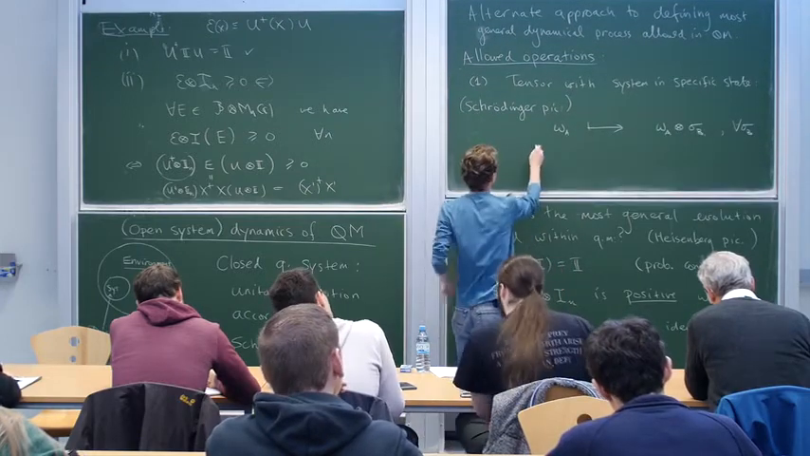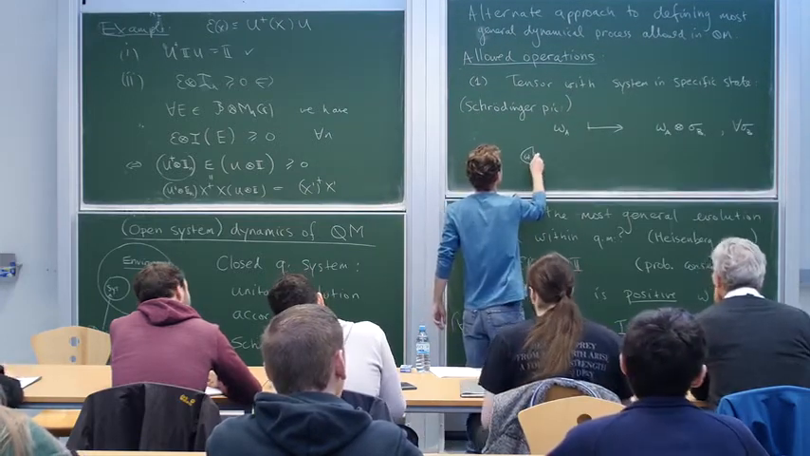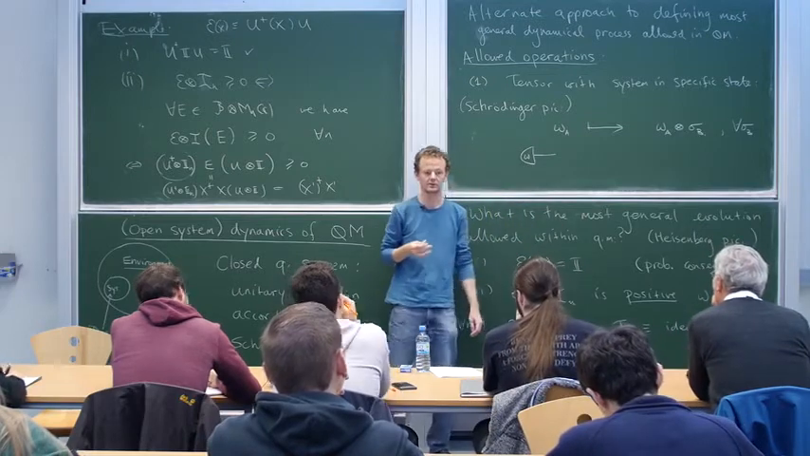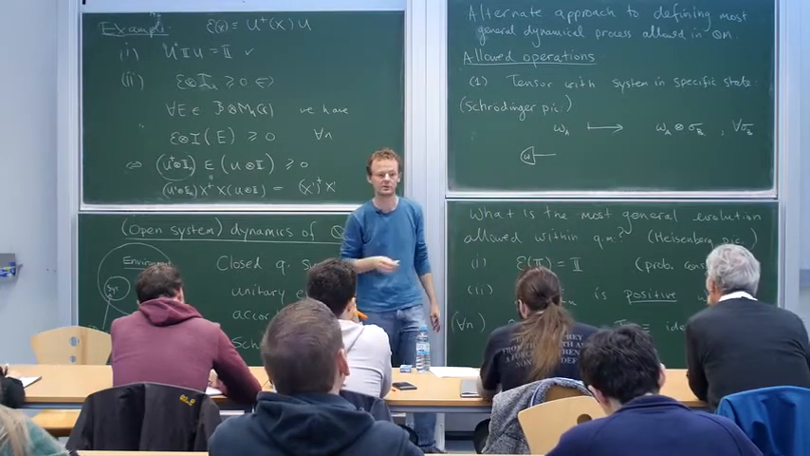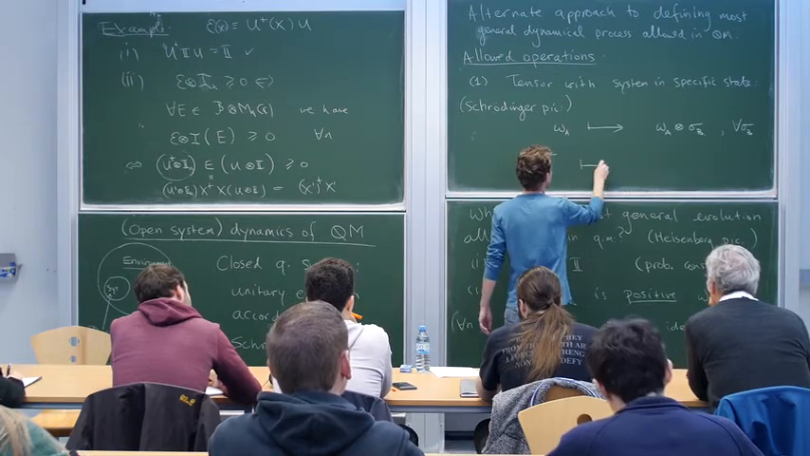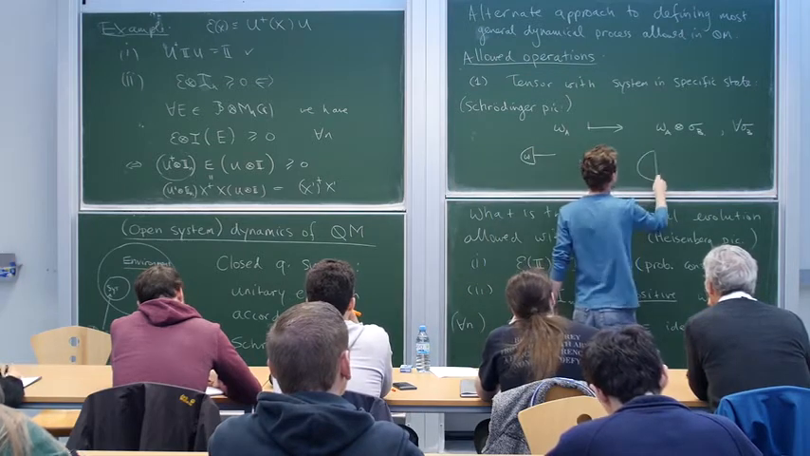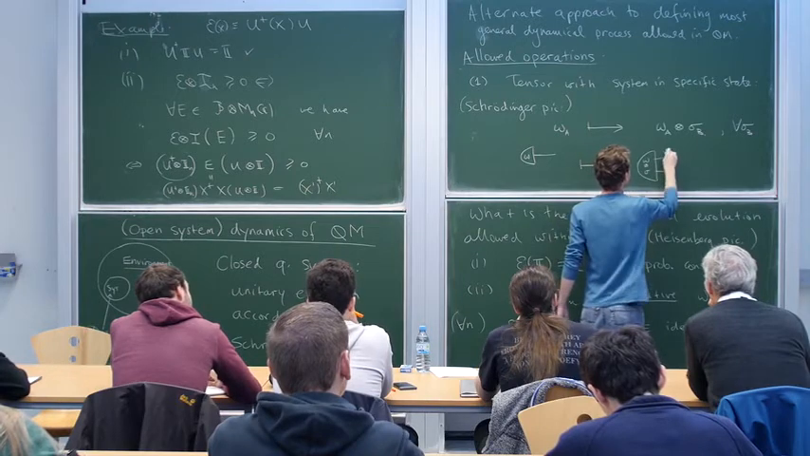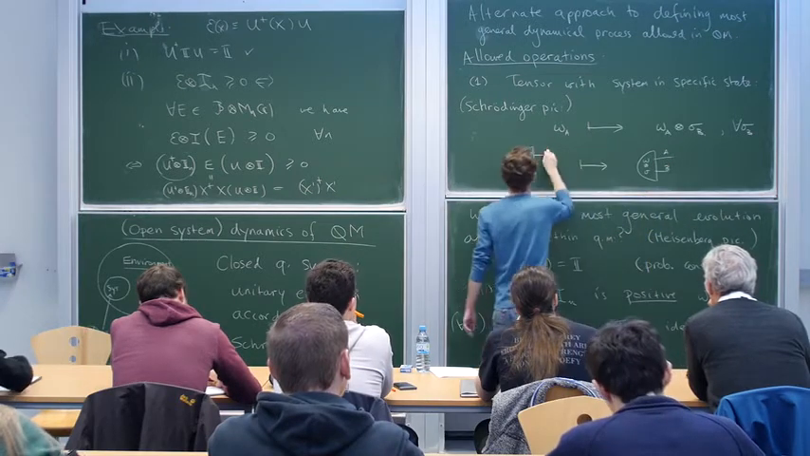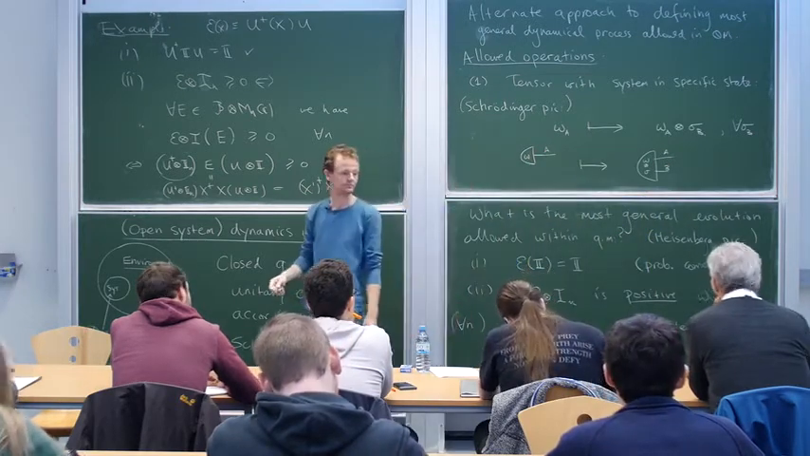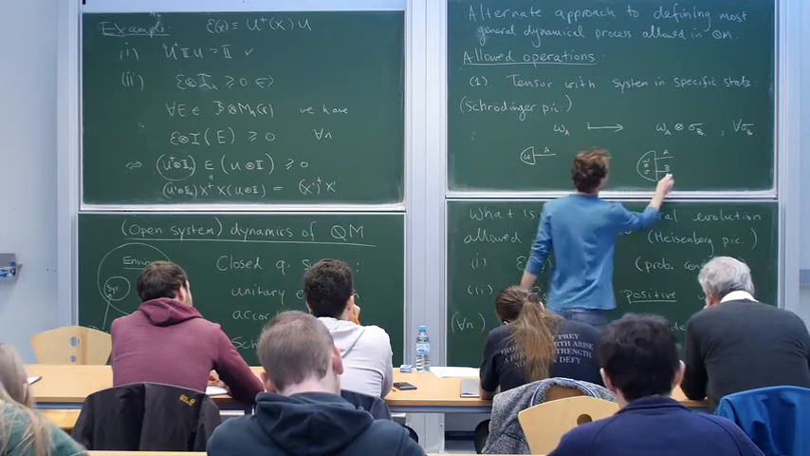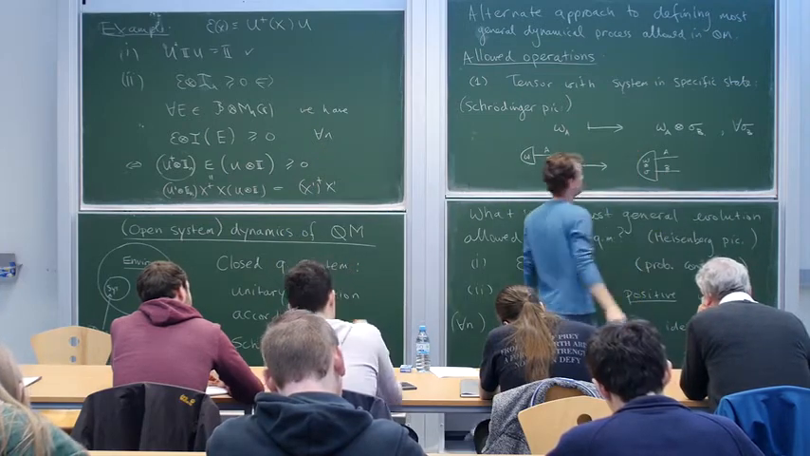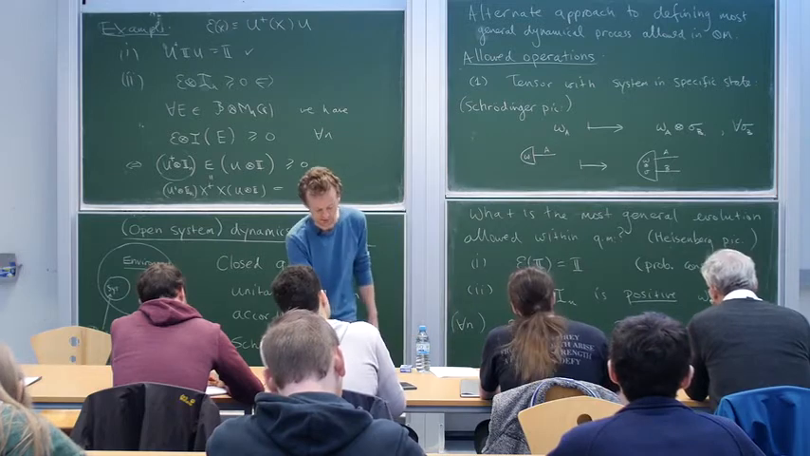And the operational picture that we have for this is that if you have the state omega, which I represented with this diagram here, then you're allowed to take that state and build a bigger state, omega tensor sigma, of the system A, B. So that's an allowed operation in quantum mechanics.